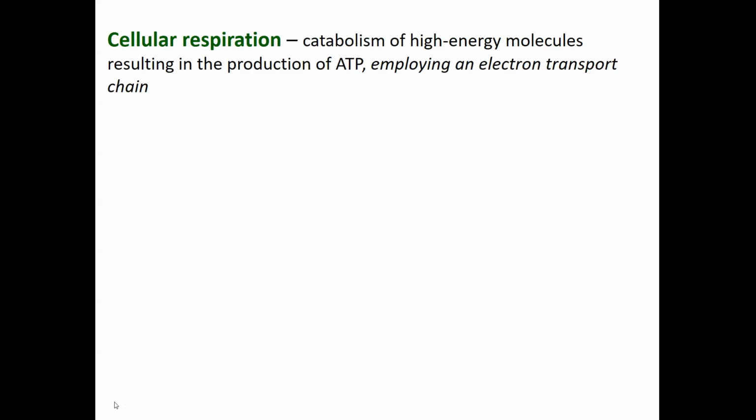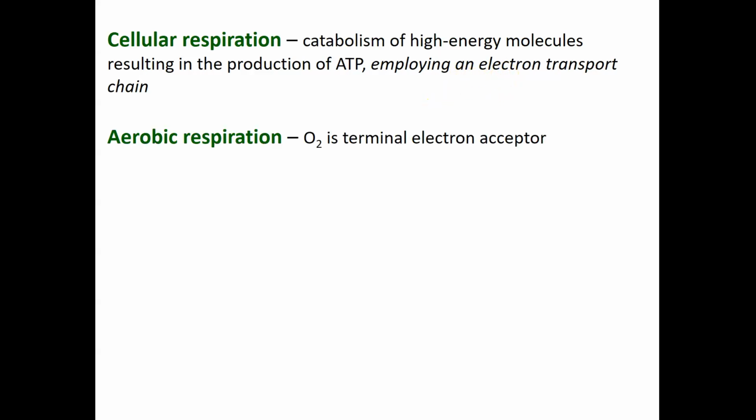Now, before we go through the actual steps of glycolysis, I want to review a few key terms and then we'll get down to the specifics. The first is how we define cellular respiration. This is the catabolism, or the breaking down of high energy molecules, namely for us glucose, that's going to result in the production of energy, namely ATP. And the important thing to point out here is that you should be associating the term respiration with the utilization of the electron transport chain.